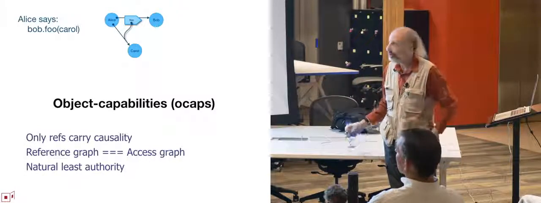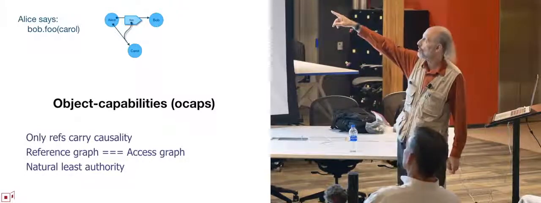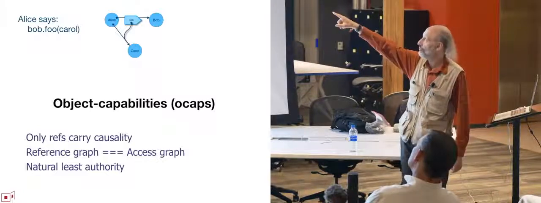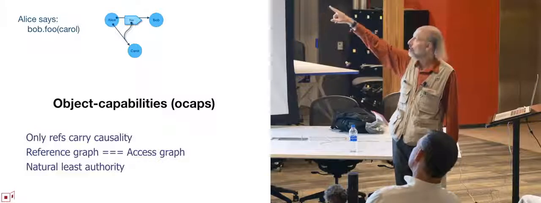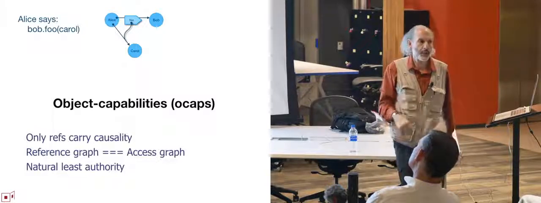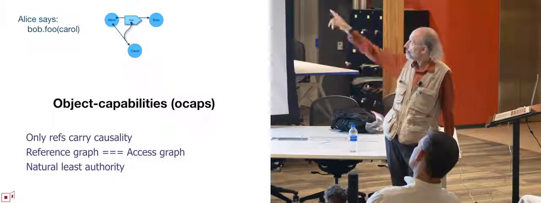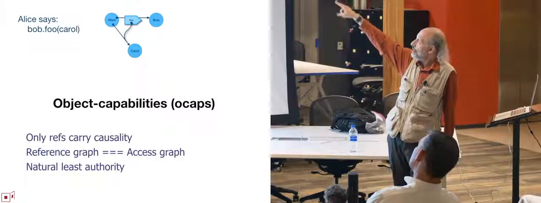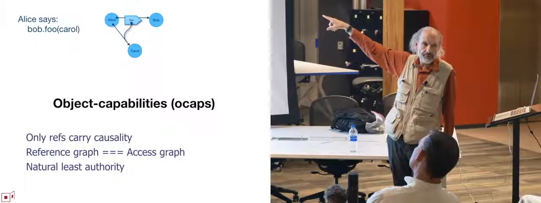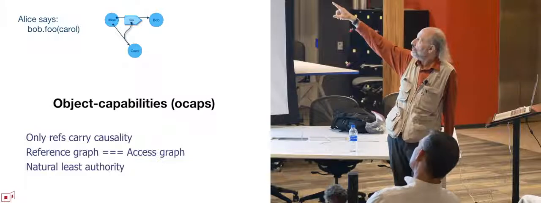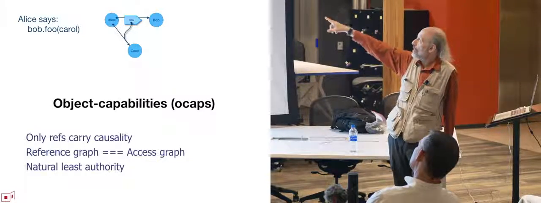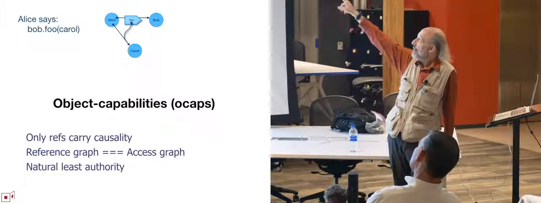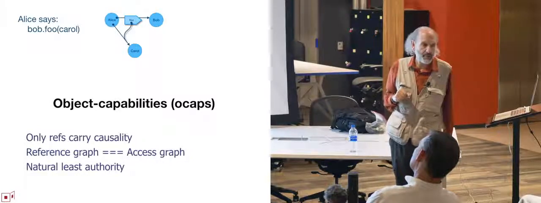So the basic step of object-oriented programming is when object Alice says, for example, bob.foo of Carol, invoking Bob's foo method with Carol as an argument. So the thin arrows represent object references. And what's showing here is that if object Alice already has a reference to Bob and already has a reference to Carol, then Alice can invoke Bob with that reference.